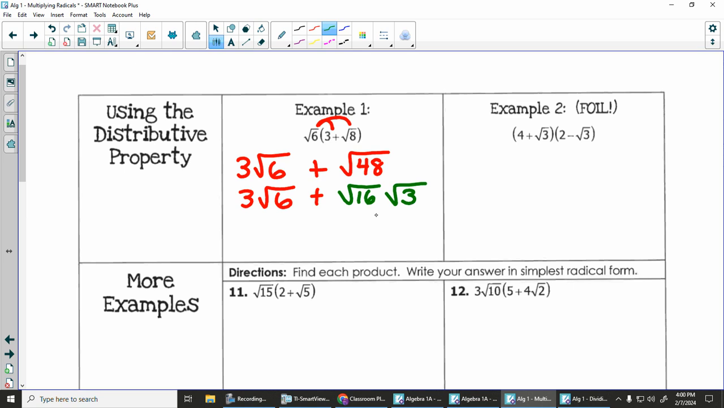So now 16, that's a perfect square, so I actually can take the square root of that. So we're going to have 3 square root of 6 plus, and now this will be 4 square root of 3. And at this point, I'm actually finished because I simplified what I could simplify, but notice even after simplifying, these still aren't like radicals. One has a square root of 6, the other has a square root of 3. They're not like radicals. I cannot add them together. So that's it. That would be my answer, and I cannot do any better than that.